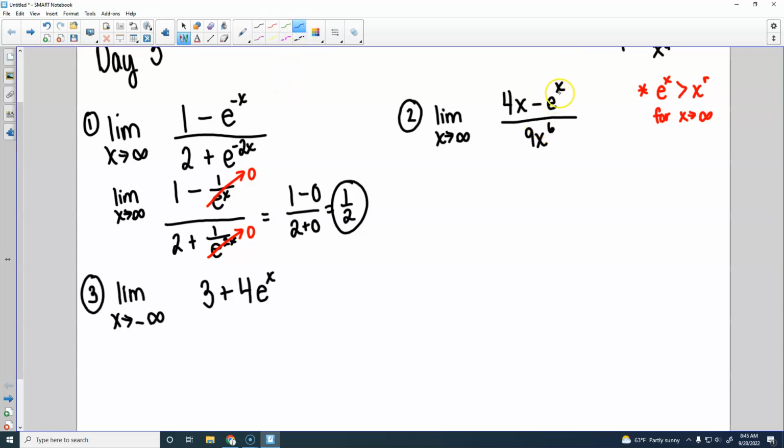So, since that e to the x is negative, what is our answer for this going to be? Negative infinity, right? So whenever it's bigger on top, you do want to look at the sign in front of whatever has the highest degree, because that will affect what you get there. Yes.